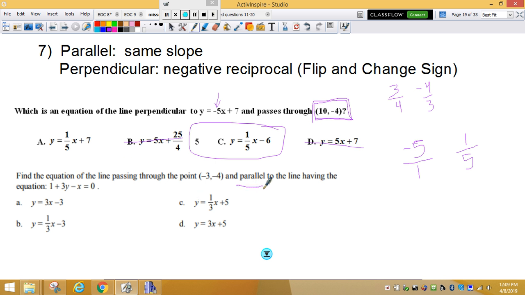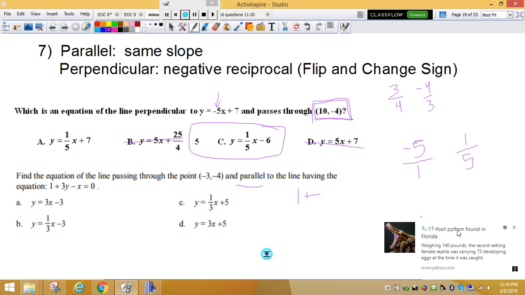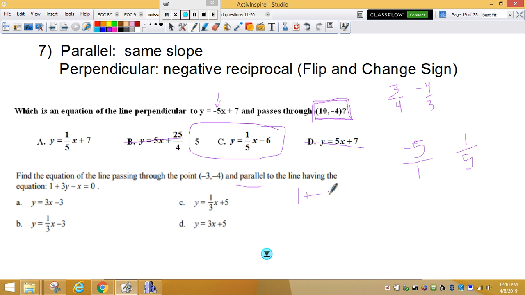This one I want parallel. Parallel means the same slope. But look at my problem. Before I can even figure out parallel, what is wrong with this problem? Hopefully you have seen y is not by itself. I got to get y by itself.